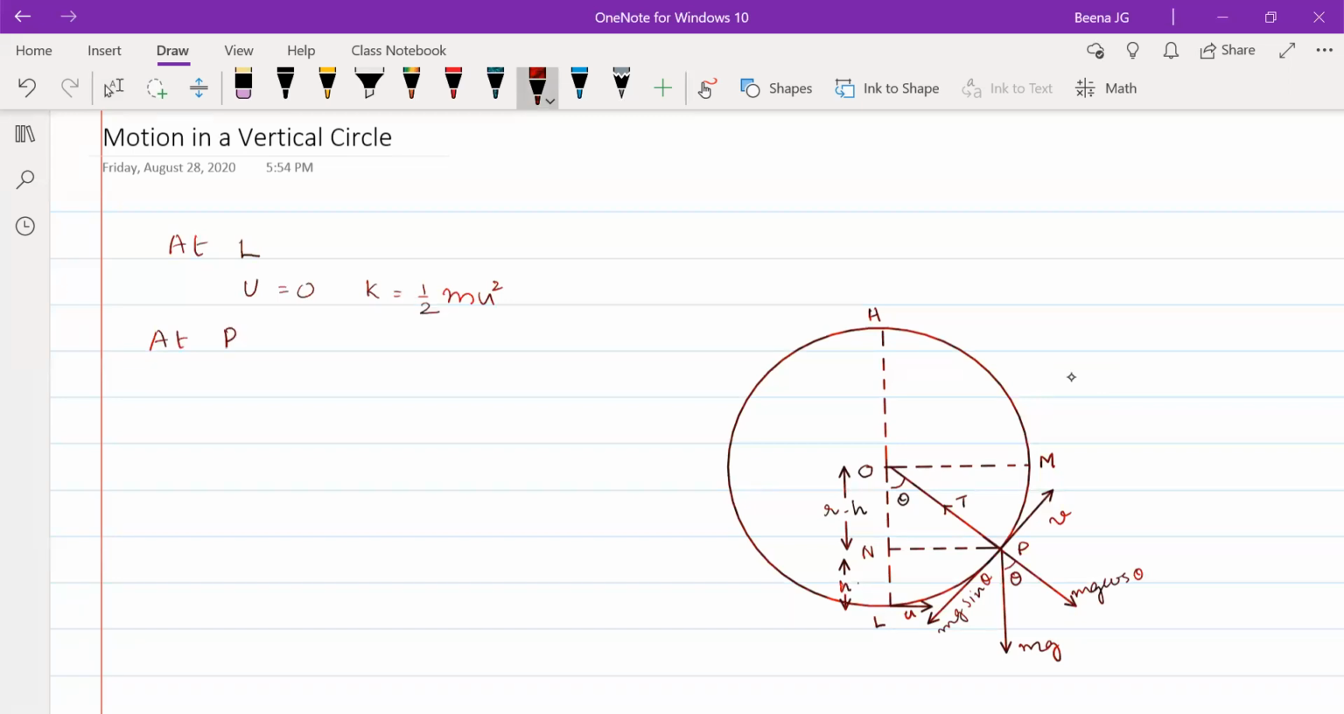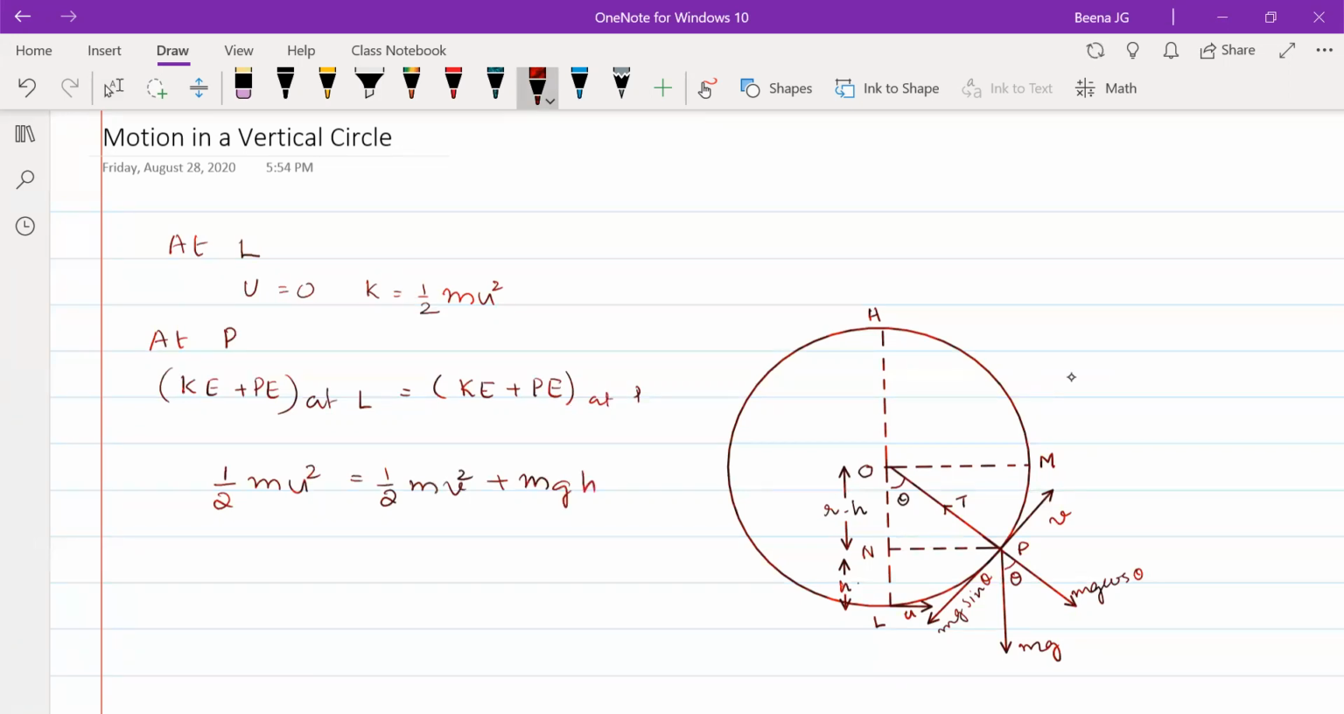it has potential energy and kinetic energy. So we can consider that the kinetic energy plus potential energy at the point L will be equal to the kinetic energy plus potential energy at the point P. That is, we are considering the conservation of mechanical energy. So this I'm writing: half m u squared, as I told you potential energy is 0, only kinetic energy, is equal to half m v squared plus mgh.